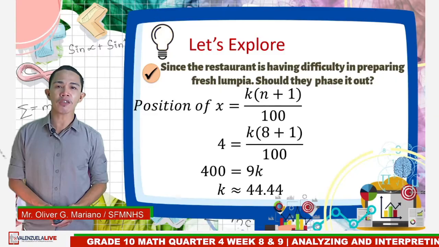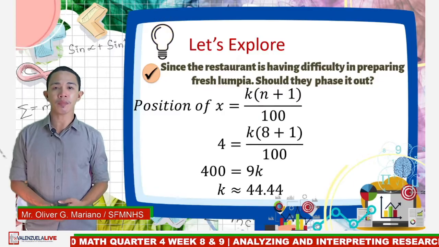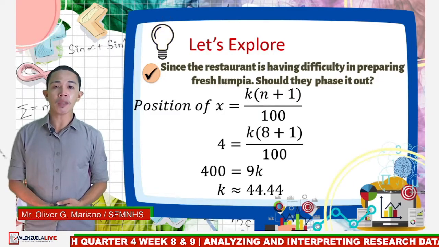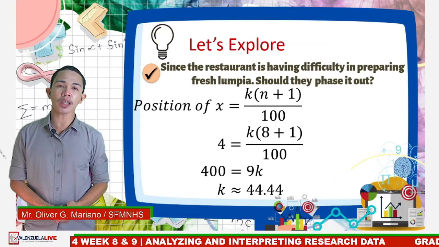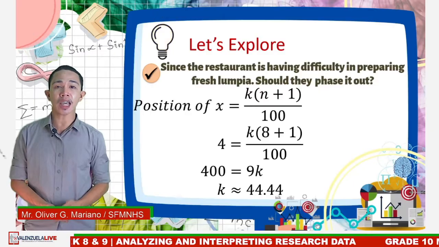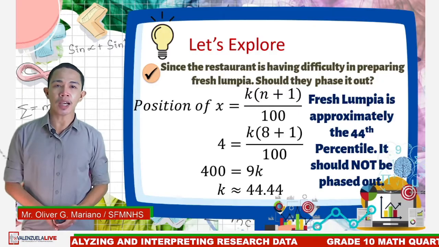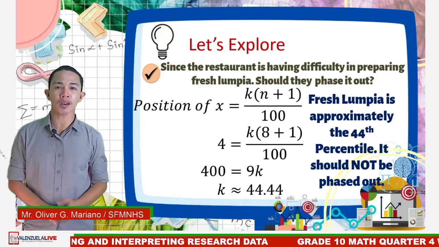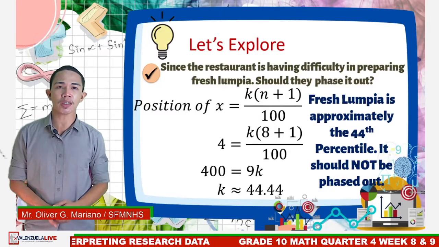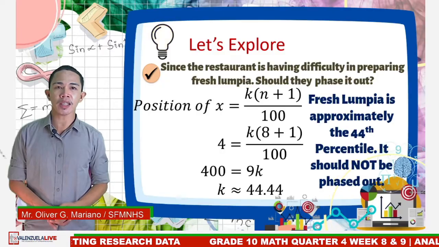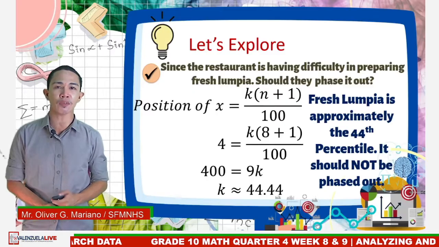This now refers to the percentile rank of fresh lumpia. As we all know, if your percentile rank is approximately 44, it is located between the first quartile value and the second quartile value. So therefore, fresh lumpia should not be phased out because there are 6 of them, 6 of the customers, who might be lost from the restaurant just in case the owner decides to phase out fresh lumpia.